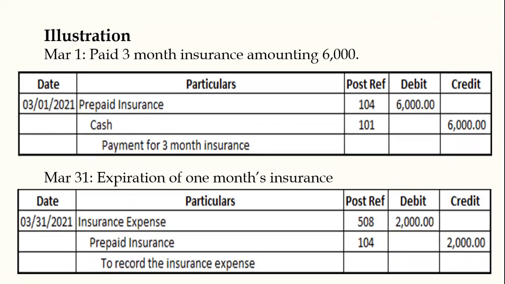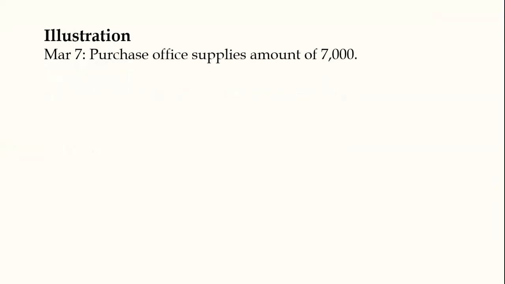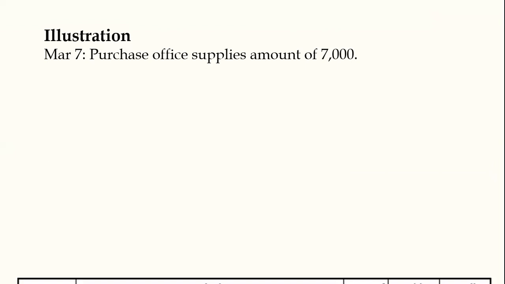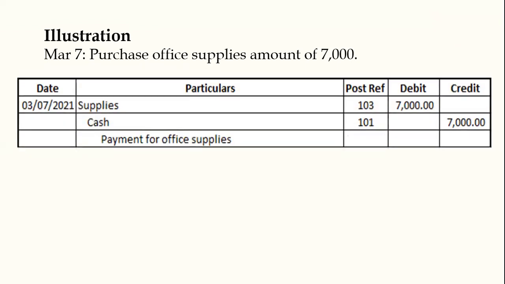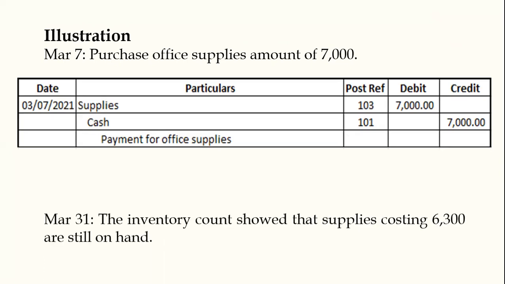Yung ating illustration dito kanina is prepaid insurance. So let's say naman yung mga supplies. Supplies, since this is part of prepaid expenses. Example of prepaid expenses. So nung March 7, purchase office supplies amounts to 7,000. So nung March 7, magkakaroon tayo ng recording na supplies, that is debit 7,000, and then of course binayaran natin yan kasi yung office supplies na yan, so cash 7,000. So payment for office supplies.